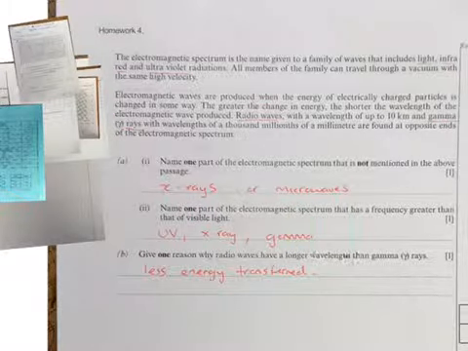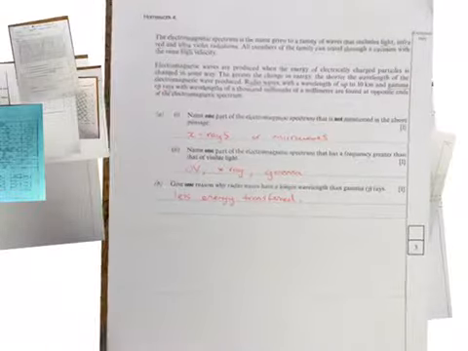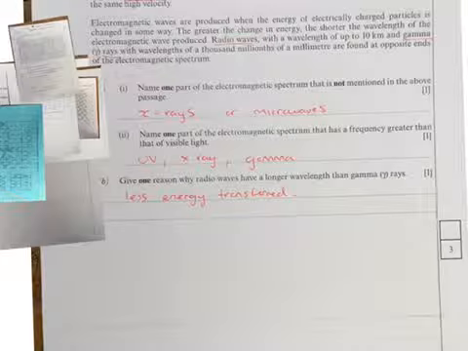Name one part of the electromagnetic spectrum that has a frequency greater than visible light. Well, red Martians invade Venus using X-ray guns. So UV, X-ray, or gamma. Give one reason why radio waves have a longer wavelength than gamma. It's because there's less energy transferred. They all move at the same speed, but radio waves transfer less energy because they're lower frequency. If you've got a low frequency, you're going to have a long wavelength. If you've got a short wavelength, you're going to have a high frequency. Because frequency is the number of waves to pass a particular point each second.